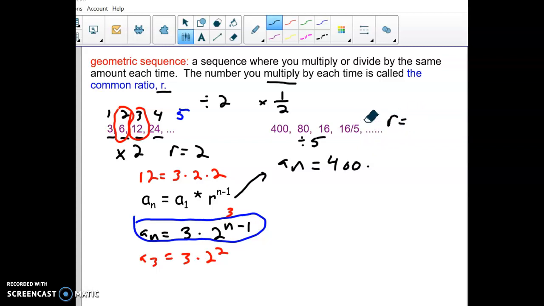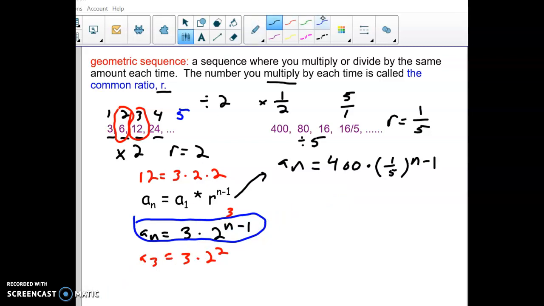So just do the reciprocal of 5. So r is going to be 1/5 in this case. So we have 400 multiplied by 1/5, n minus 1 times, right? So technically it's divide, but we're going to write it with r of 1/5. Okay, that's mainly it for this lesson.